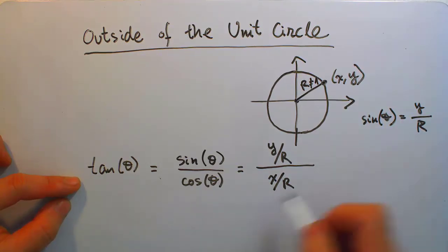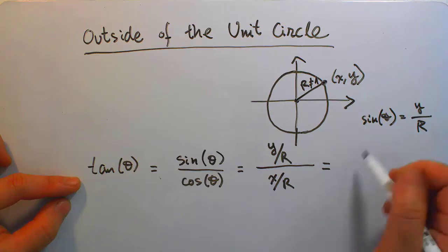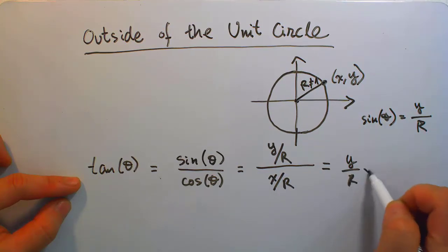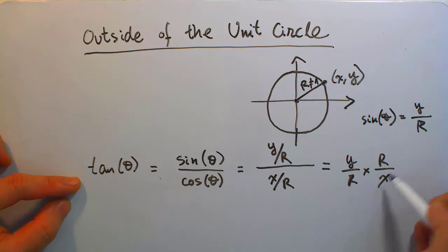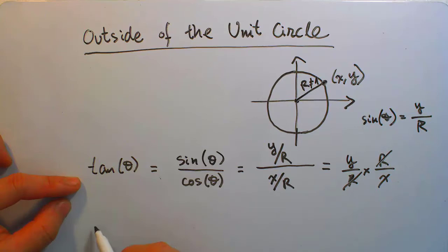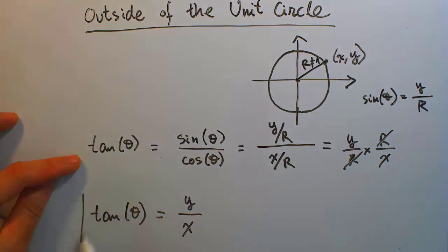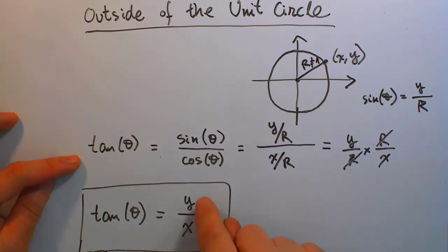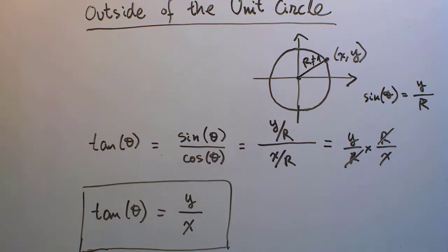A little bit of math here turns it into y over r multiplied by the reciprocal, r over x. And here we can cancel out the common factor r. So tangent of theta, when we are outside a unit circle, can be related to the x and y coordinates as a ratio, y coordinate over x coordinate. That's how we come up with a different way of looking at tangent theta in terms of the x and y coordinates of the terminal point.